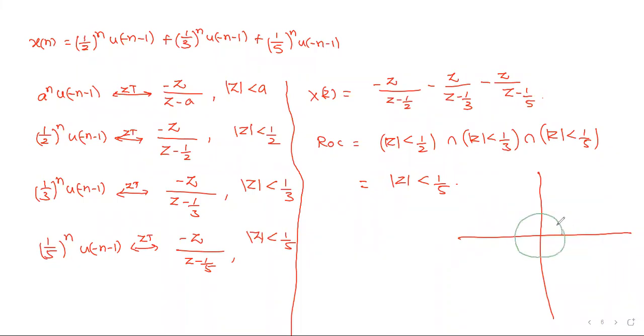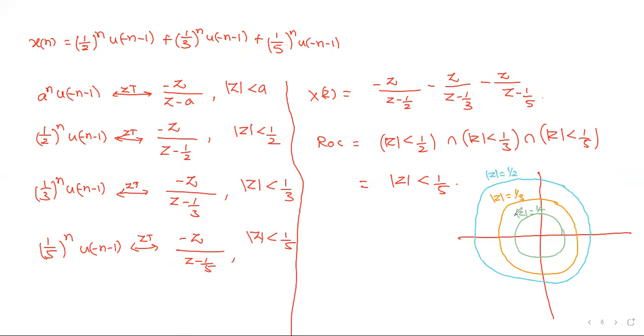This is the radius, mod z is 1 by 5. Now this is one more circle with mod z is 1 by 3. Here one more circle I am drawing. This is mod z is 1 by 2.